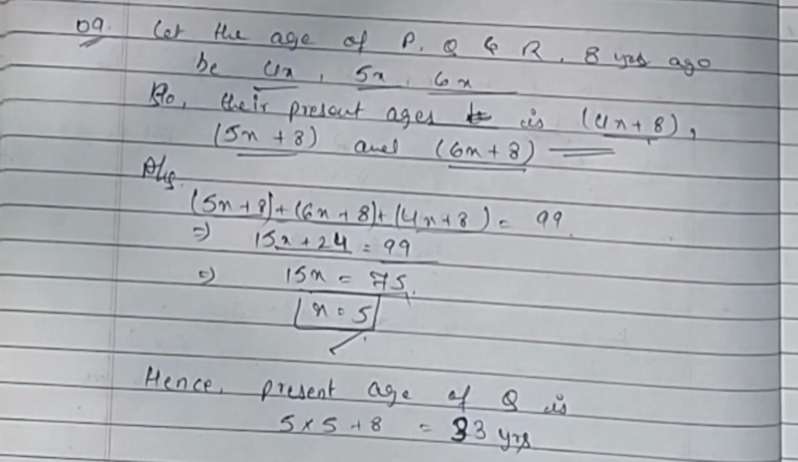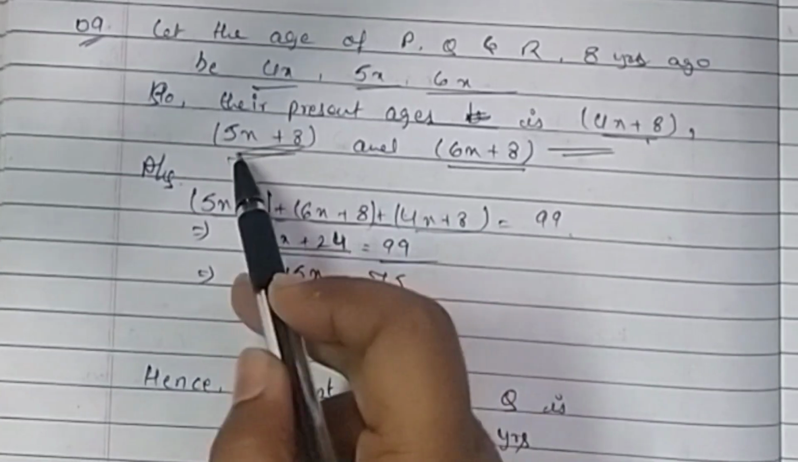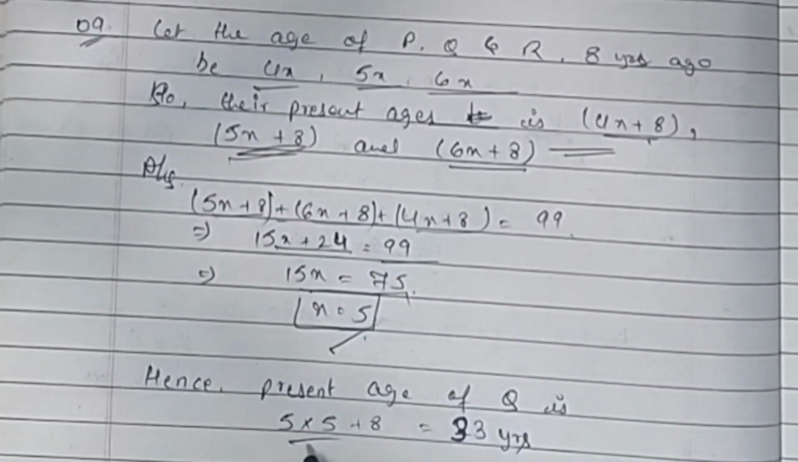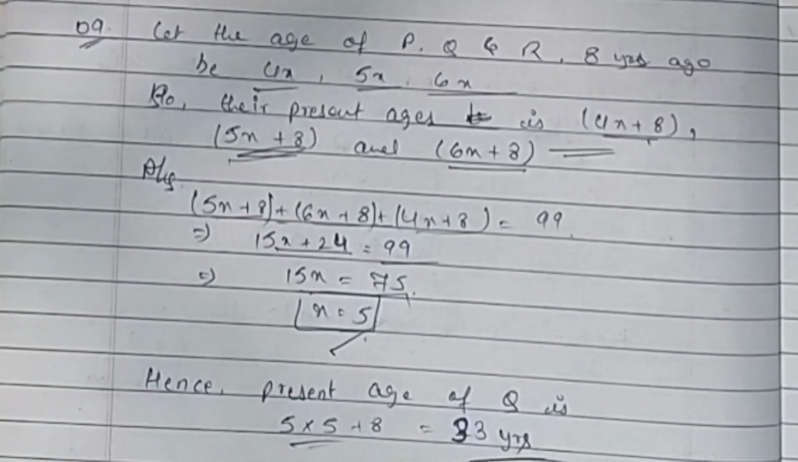Now we have found the value of x, which is 5. So we can easily find the present ages of P, Q and R. But according to the question, we just have to find the present age of Q only. So the present age of Q will be 5 times 5 plus 8. After putting the value here, we will get 33 years. So the present age of Q is 33 years.